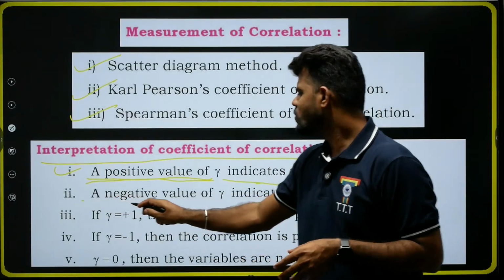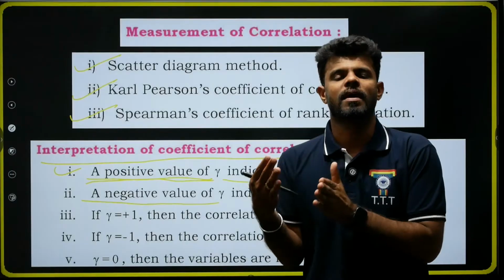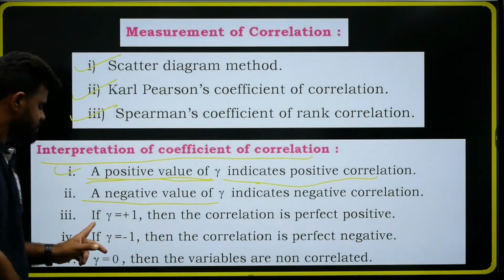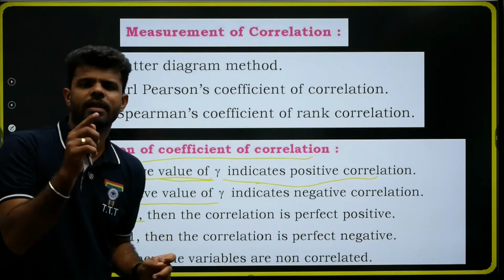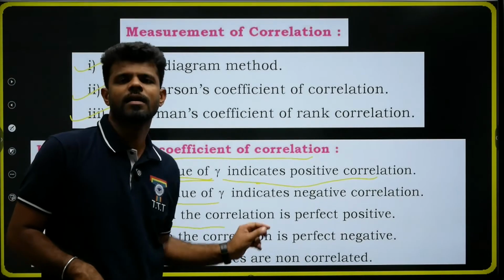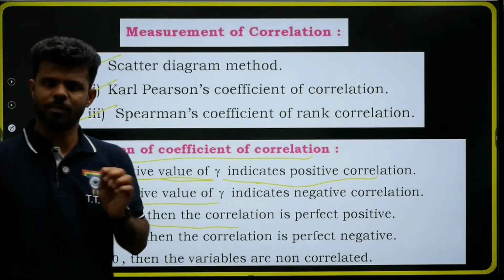Suppose you get a negative answer, then the two variables are said to be negatively correlated, and you write that. Suppose r is exactly +1, then you must write that there exists perfect positive correlation between the two variables.